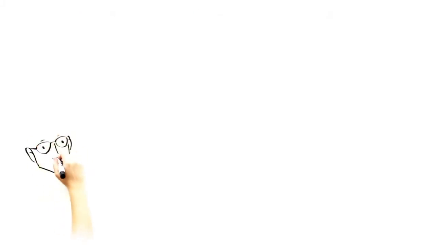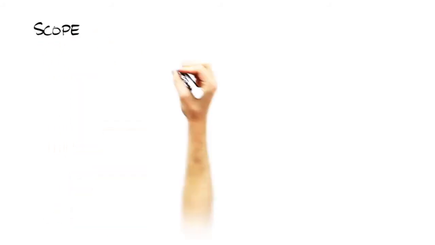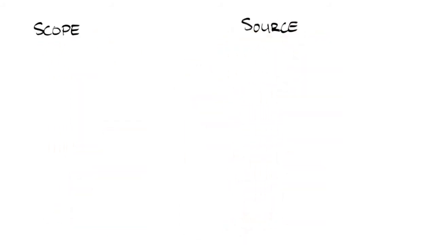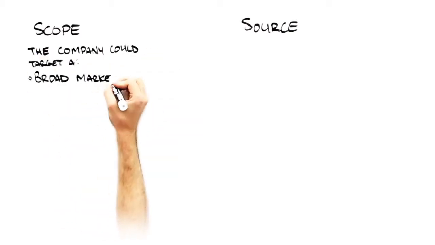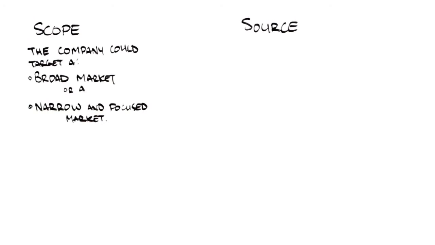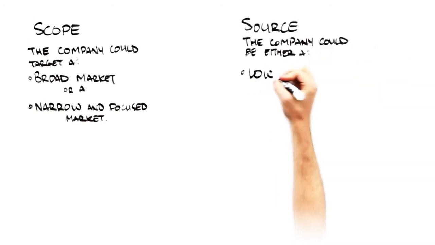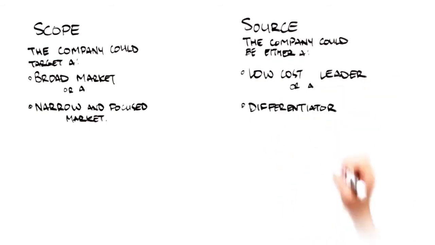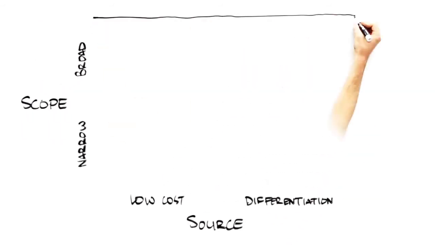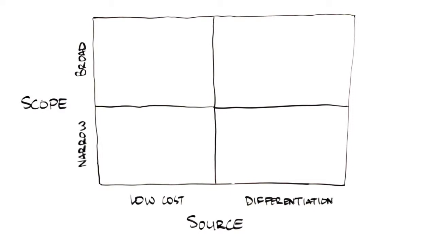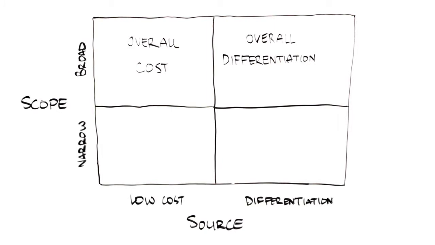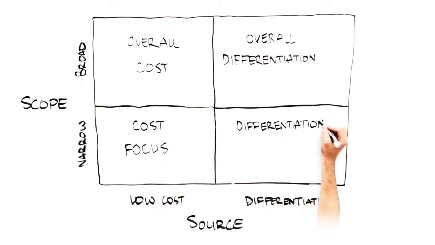Michael Porter suggested that generic strategies can be defined by 2 key dimensions: the scope of the strategy and the source of the competitive advantage. For scope, the company could target a broad market or a narrow, focused market. For the source of competitive advantage, the company could either be the low-cost leader or a differentiator. The result is these 4 quadrants that represent the 4 generic strategies: overall cost leadership, differentiation, cost focus, and differentiation focus.